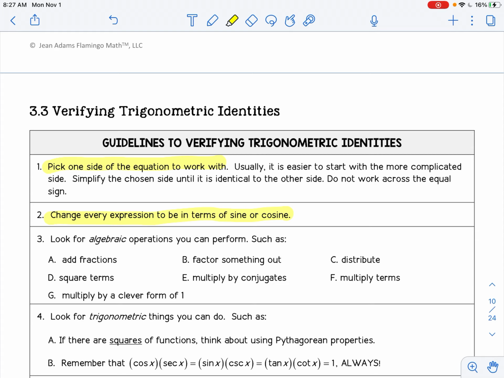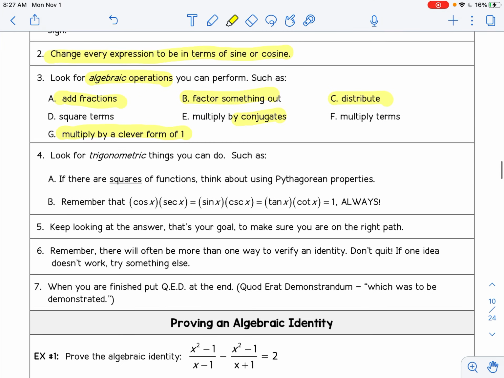Now it says look for algebraic operations you can perform. Adding fractions we're going to look at. Square terms. Factor out something comes up. I don't know if you remember conjugates; probably won't get into that too much. Obviously distribute things. And multiply by a clever form of 1 is basically common denominators, if we want to look at that.